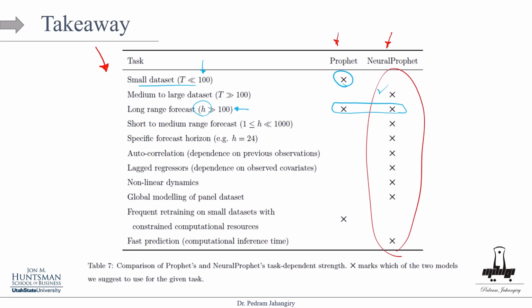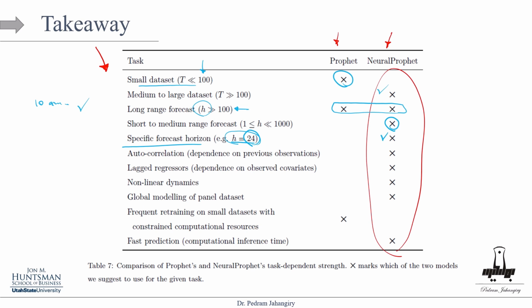For short to medium range forecasts, they suggest NeuralProphet is better. If you have specific forecast horizons, they say NeuralProphet is better. Hopefully this makes sense. Imagine you're working with hourly data and you want to predict the temperature 24 hours from now. Let's say it is 10 a.m. today, and you want to see the temperature tomorrow, 24 hours from now, so 10 a.m. tomorrow. They say NeuralProphet is going to outperform.